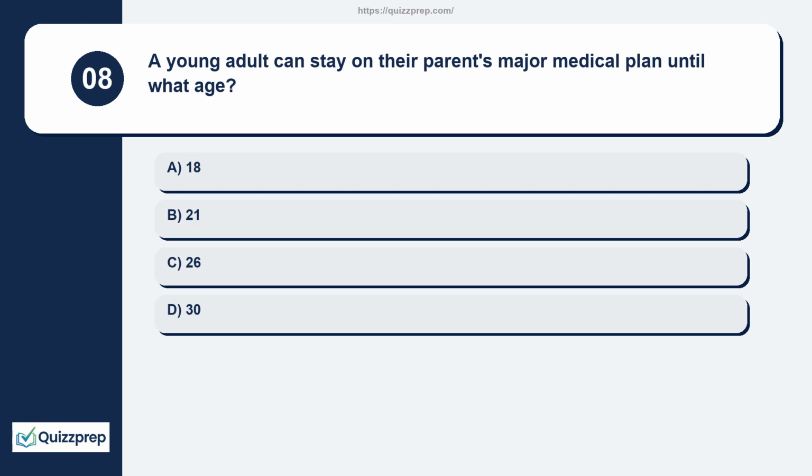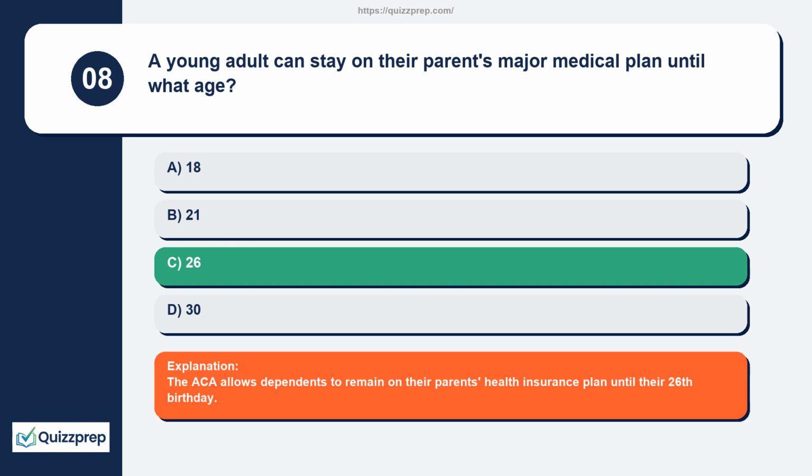Question 8. A young adult can stay on their parents' major medical plan until what age? 18, 21, 26, 30. The ACA allows dependents to remain on their parents' health insurance plan until their 26th birthday.